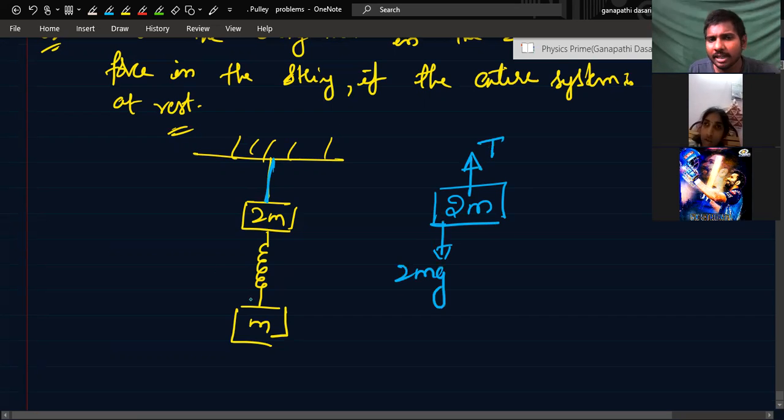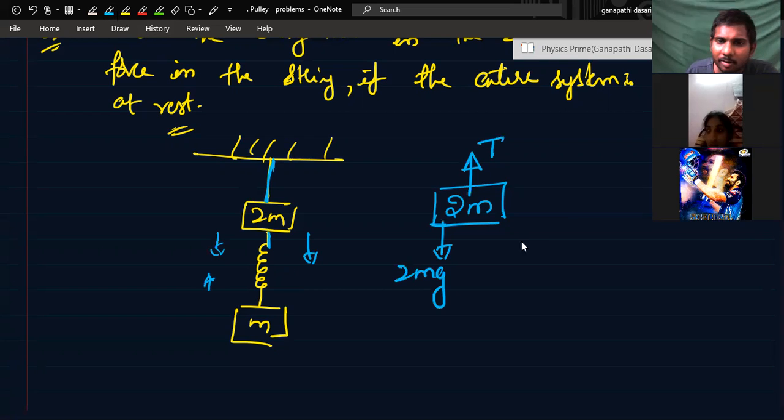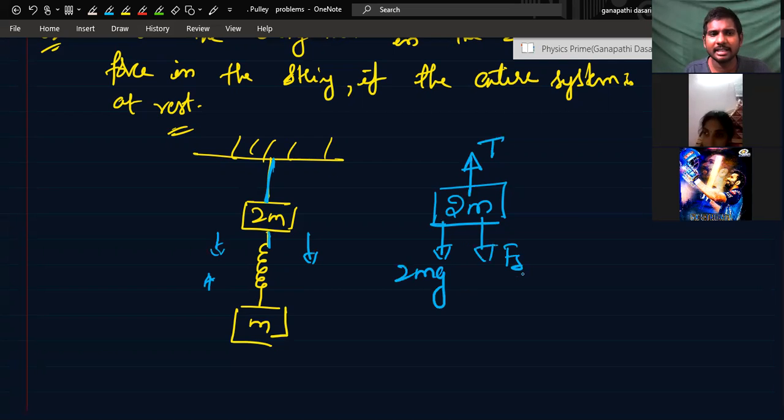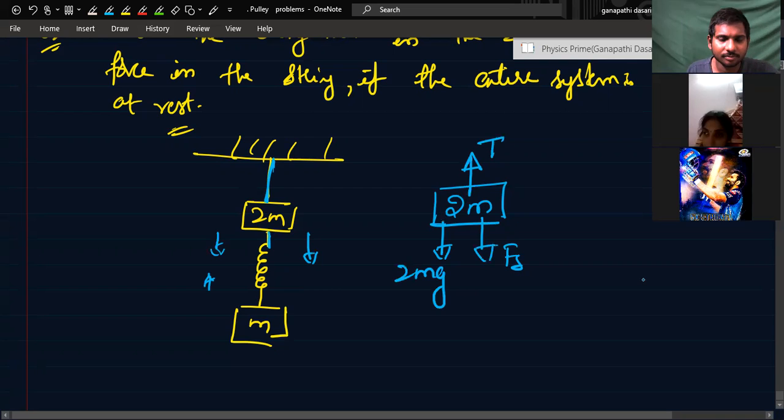Now, if you keep a system like this, the spring will expand or not? The spring is expanded means it will try to compress or not? How will be the spring force at this end? Downwards or upwards? Downwards. So downwards means, can I write it as Fs? Varun, did you get it?